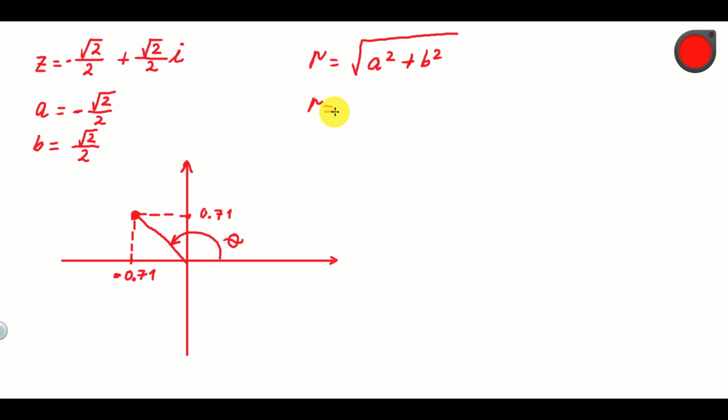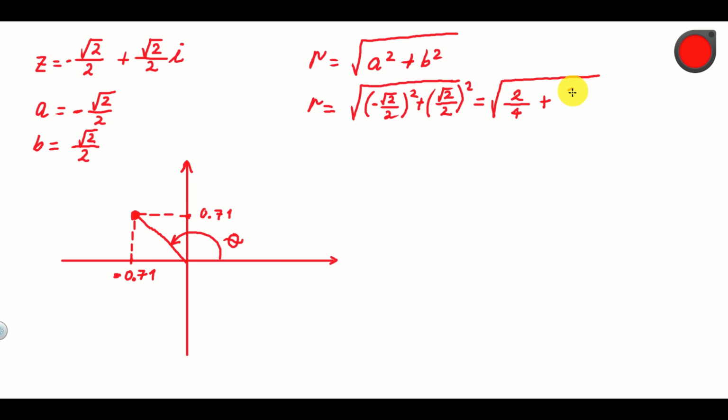Let's substitute the value. We will have a square root of (minus square root of 2 divided by 2) squared plus (square root of 2 divided by 2) squared. And this becomes square root of, what do we have over here? We have 2 over 4 plus 2 over 4, and this becomes 1. Consequently, we see that the modulus is equal to 1.